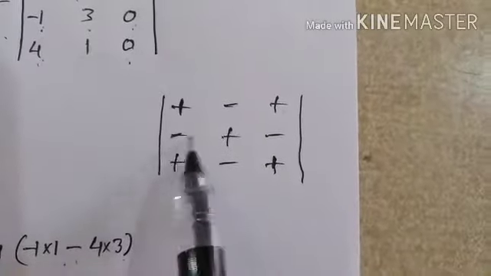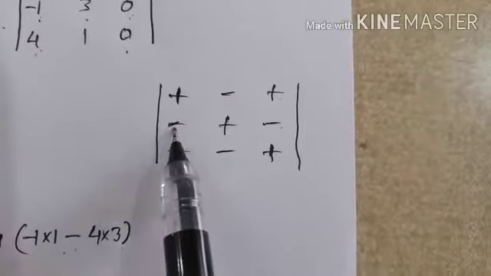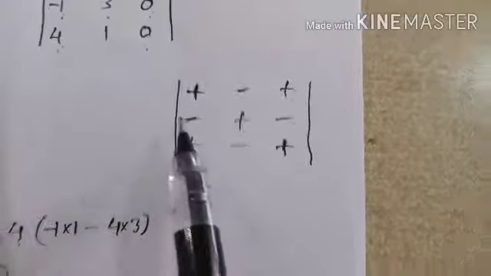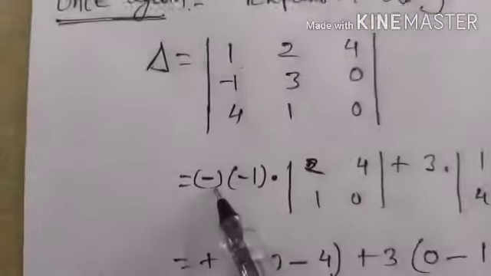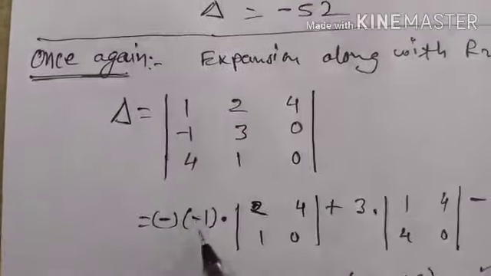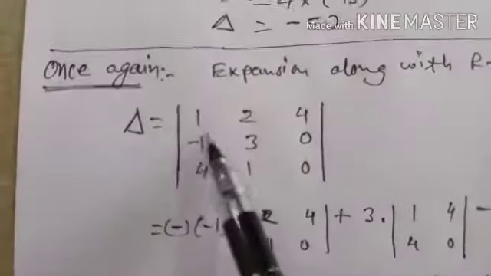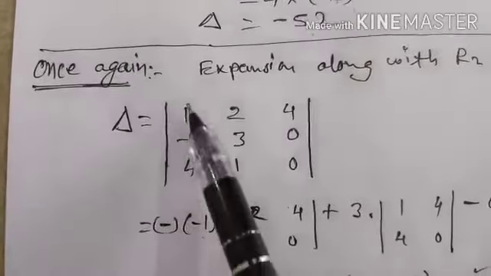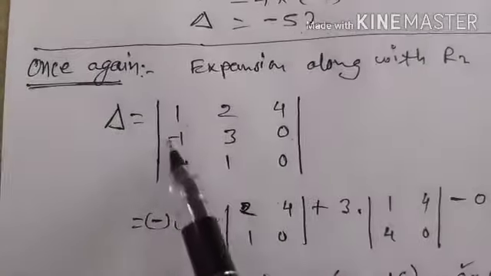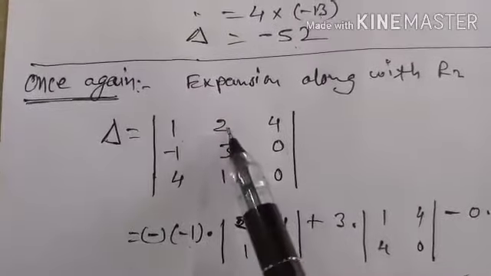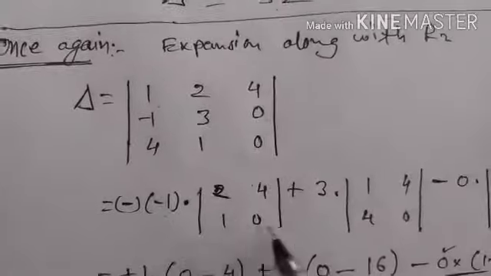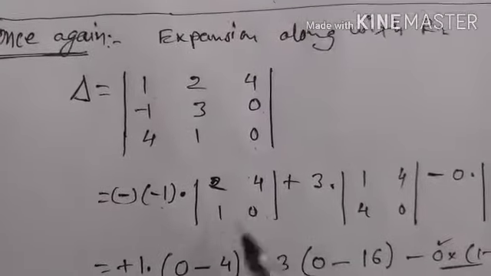Second row, it is minus, plus and minus. So first element negative, after that positive, and once again negative. Start from negative, so this is the minus sign. Here the first element of the second row is minus 1. Minus 1 lives in the first column and second row, so the first column and second row are deleted, and only 2 4 1 0 remain. It means a 2 by 2 determinant remains.